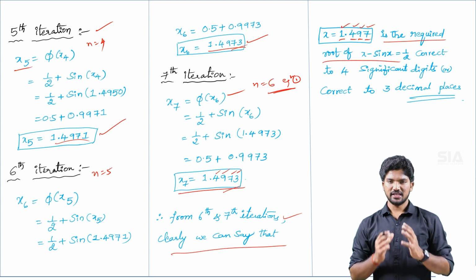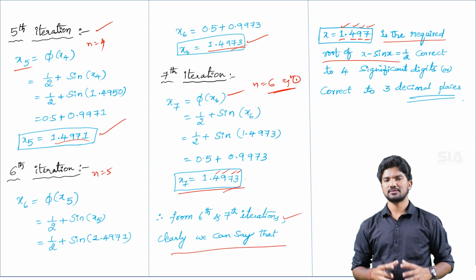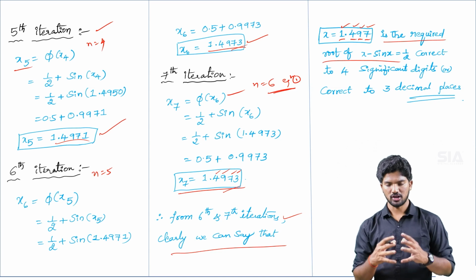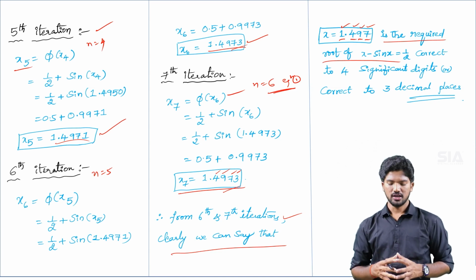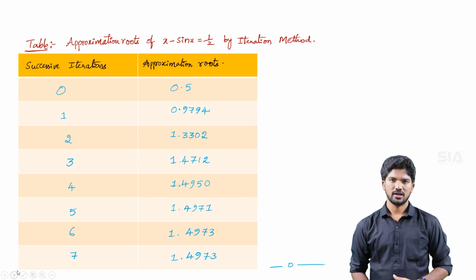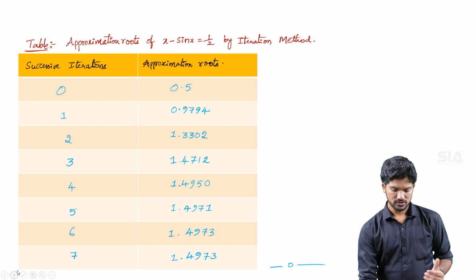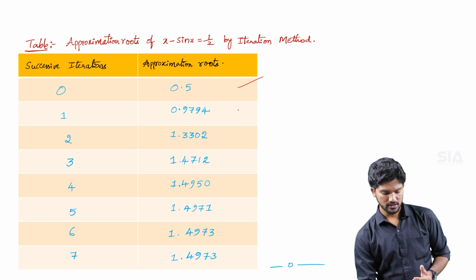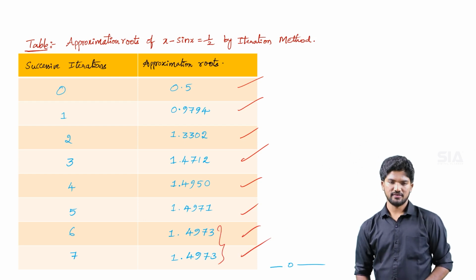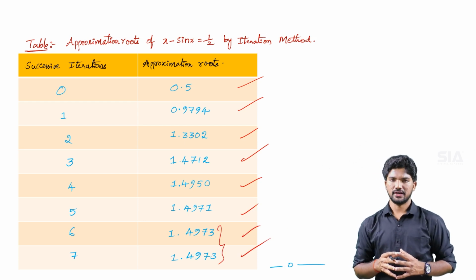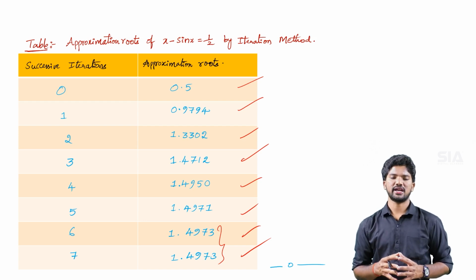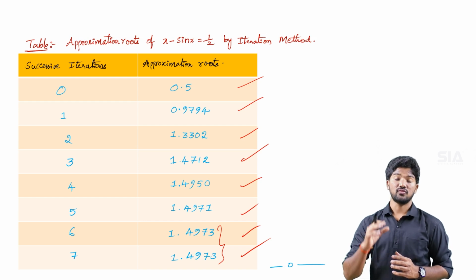Okay, so in this method the iteration process will exist. By using the iteration process we can find the approximate root of any real root of any equation. I hope you understood this problem very well. Now you can see the table clearly mentioned at the end of the problem. You have to mention the table: initial approximation, first approximation, second, third, fourth, fifth, sixth, seventh. In the sixth and seventh the root is the same, repeated, so you have to terminate the process there. Then clearly you can say that 1.4973 is the required root up to 5 significant digits.